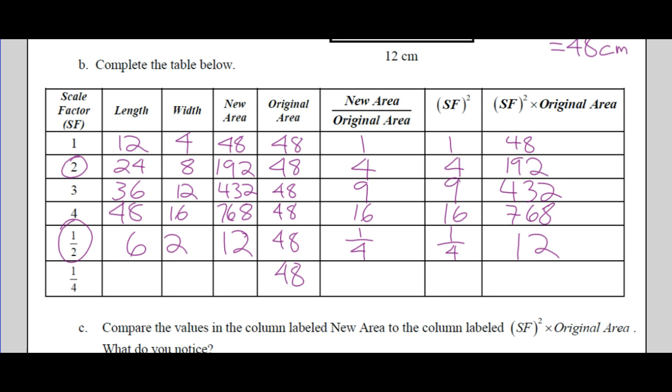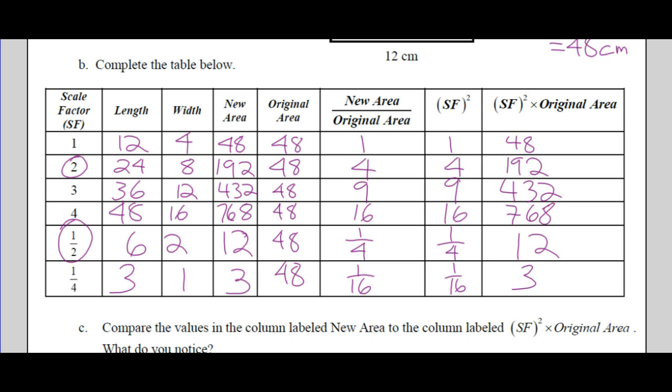Scale factor of a quarter. The length was 12, now it's 3. The width was 4, now it's 1. 3 times 1 is 3. 3 divided by 48 is 1/16. What's 1/4 squared? 1/16. And 1/16 of 48 is 3.